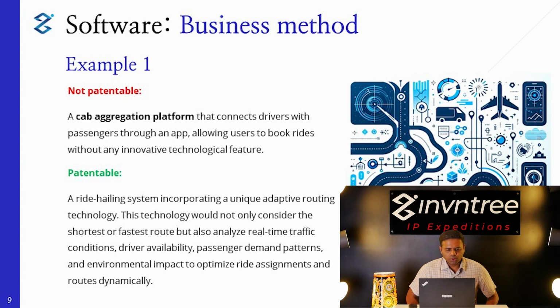Now let's move on to another category, which is called business methods. This is one of those subject matter requirements where a lot of software inventions end up facing challenges in terms of overcoming this kind of objection, wherein we apply for a patent, and the patent office comes back and says that what you are trying to protect is not a technology but a business method.